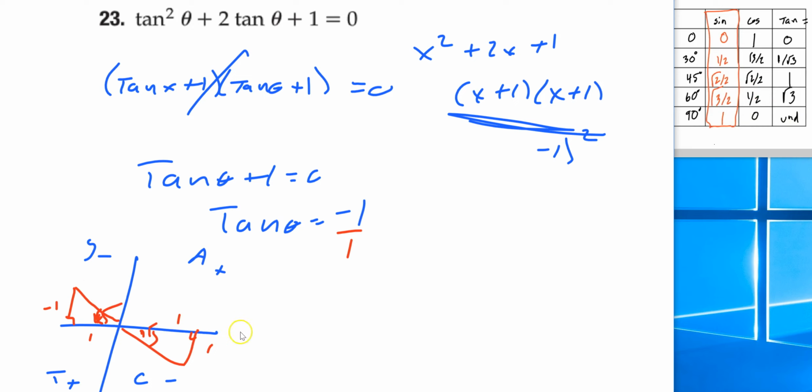So my answer is going to be from 0, this is 180, right? I'm 45 short, so 135. And the same idea here. I go all the way to 360, but I'm 45 short, so 315. That's how I go backwards.